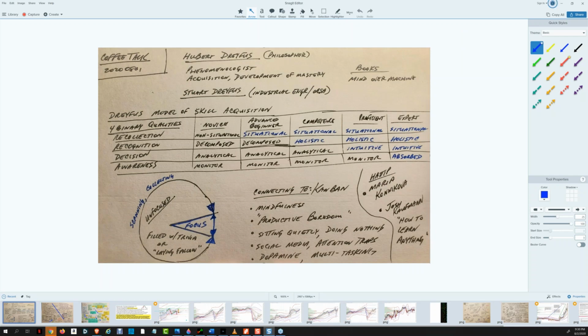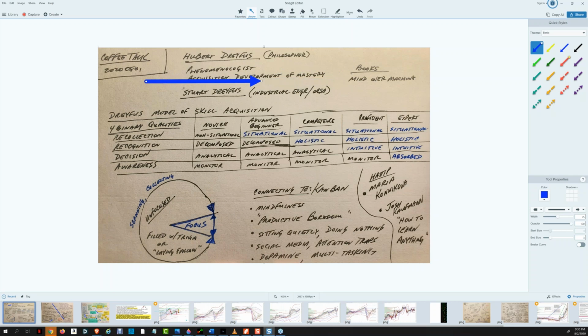Just a hat tip to the Dreyfus brothers, Hubert and Stuart. Hubert was a philosopher, a phenomenologist who was concerned about how people experience the world from inside their head, not from a top-down derivative analytical nature, but what was it like to be that kind of a person? So he was prioritizing the lived experience. And so that whole body of psychological knowledge is called phenomenology, and he was one of the early phenomenologists. And he was concerned with the acquisition and development of mastery.